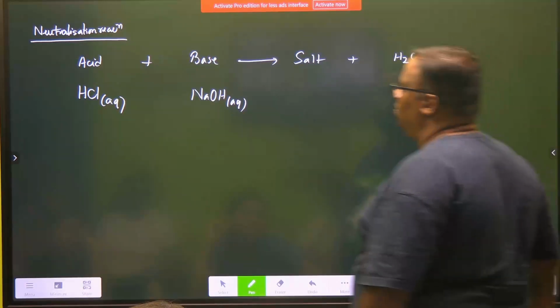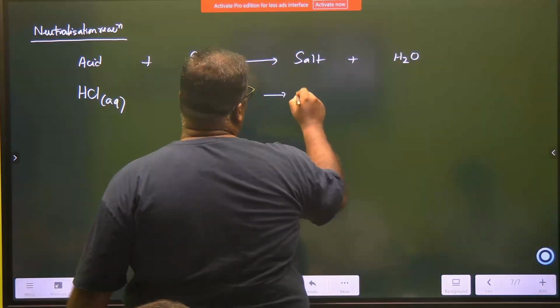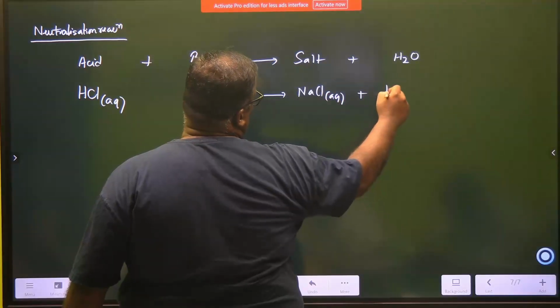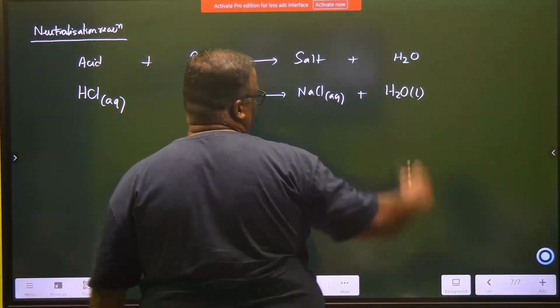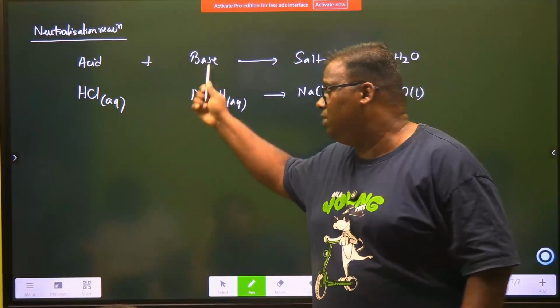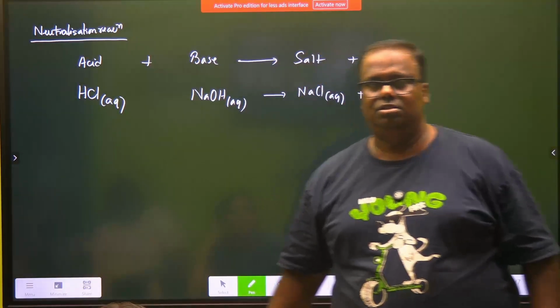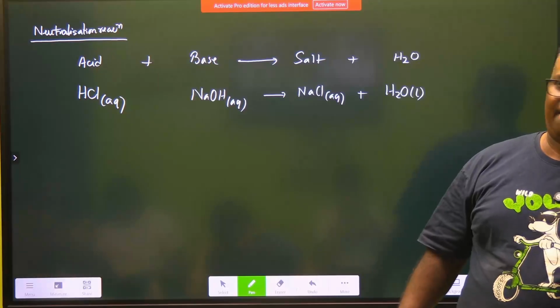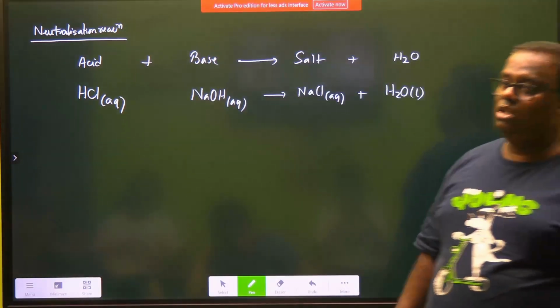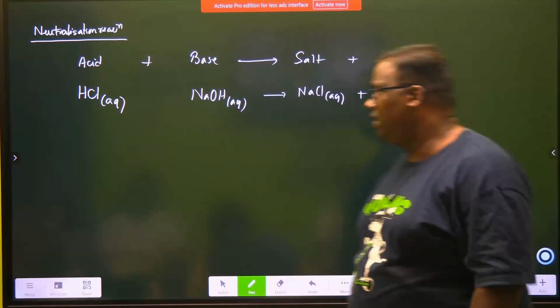Okay, so what will it form? NaCl, and it will give you water. Children, this question may be asked in the form of exothermic reaction. You are making a god and a demon fight. So what will come out is a product which will release a lot of heat. This is also a neutralization reaction.